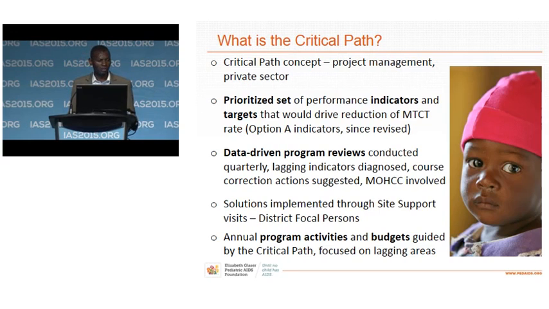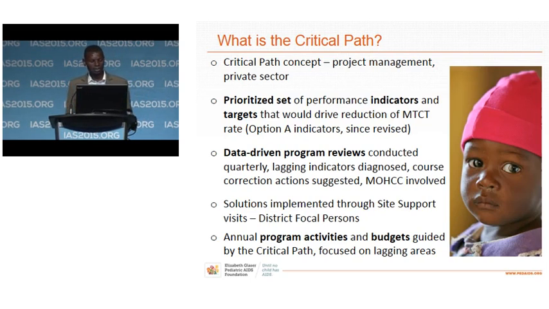And our main vehicle for delivering this support to the health facilities was through a cadre that we termed a district focal person, who was recruited by EGPAF and seconded to the Ministry of Health and Child Care at district level to support implementation of the PMTCT program at district level as well as health facility level. We have shared this model in the International AIDS Society Conference of the previous years.